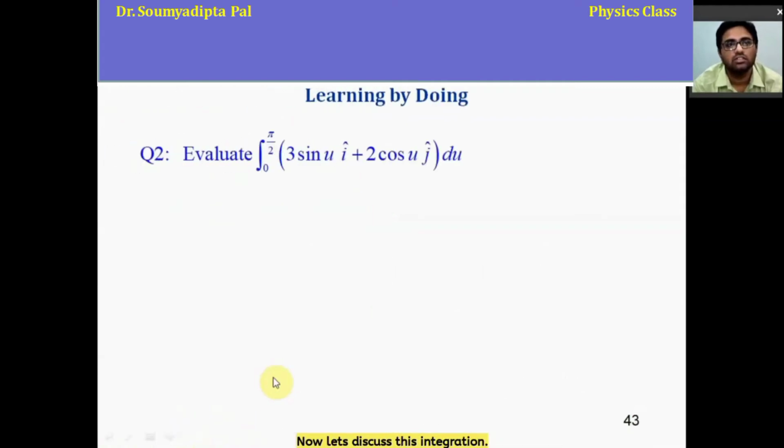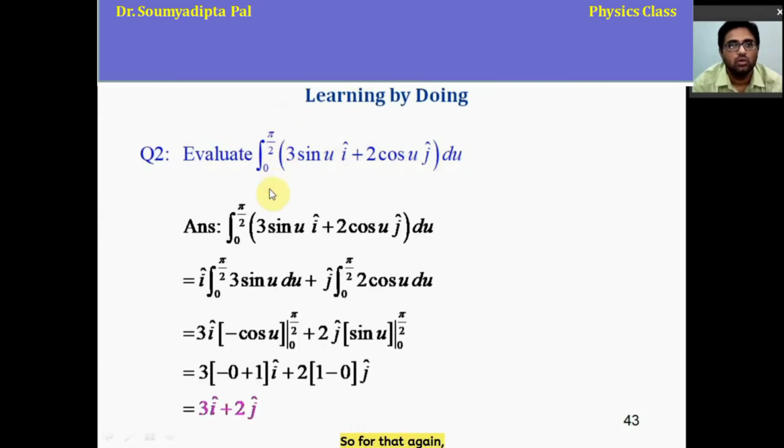Now next discuss this integration. So the problem is evaluate the integral of (3 sin u i cap plus 2 cos u j cap) du, where the integration limit is 0 to pi by 2. So for that again we have to divide this integration component-wise. So this is i cap integral from 0 to pi by 2 of 3 sin u du plus j cap integral from 0 to pi by 2 of 2 cos u du.